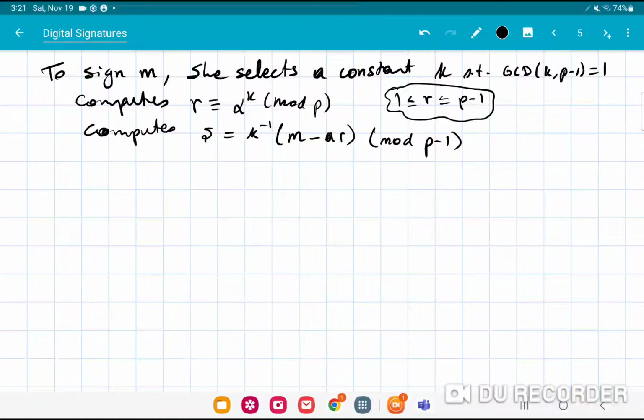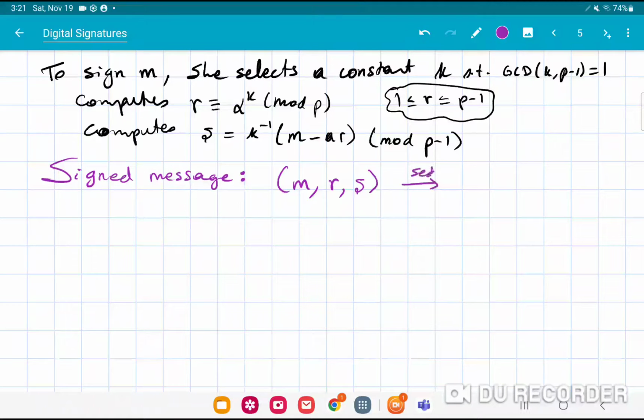Now the signed message is the message M, the value r, and the value S. So she sends it to Bob.